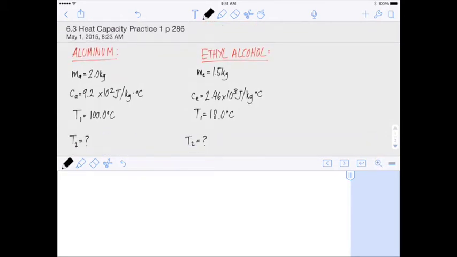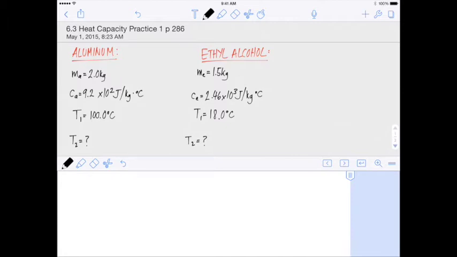Okay, in this homework question, practice problem number 1 from section 6.3 on page 286, we have a 2 kilogram sample of aluminum at 100 degrees Celsius that is placed in 1.5 kilograms of ethyl alcohol at 18 degrees Celsius. In this question, they're asking us to find the final temperature of the mixture.